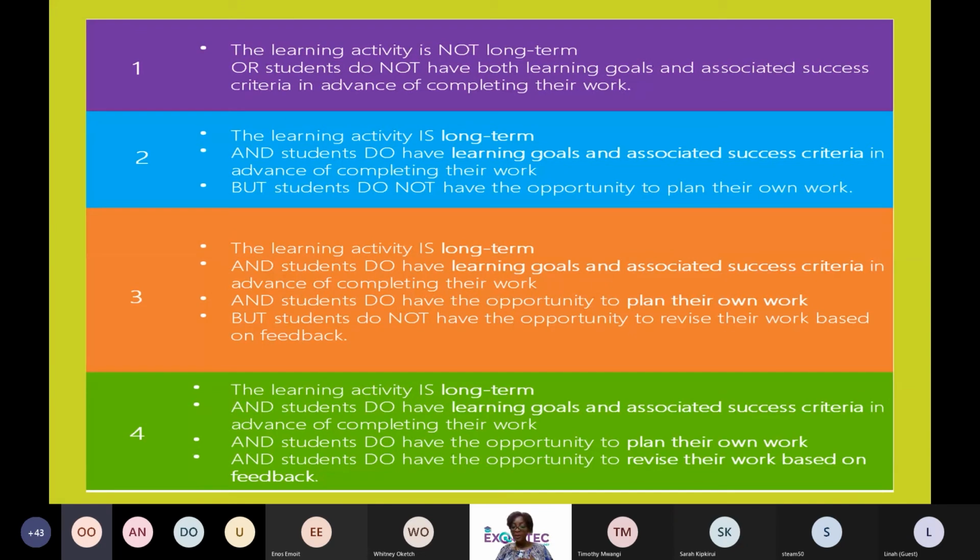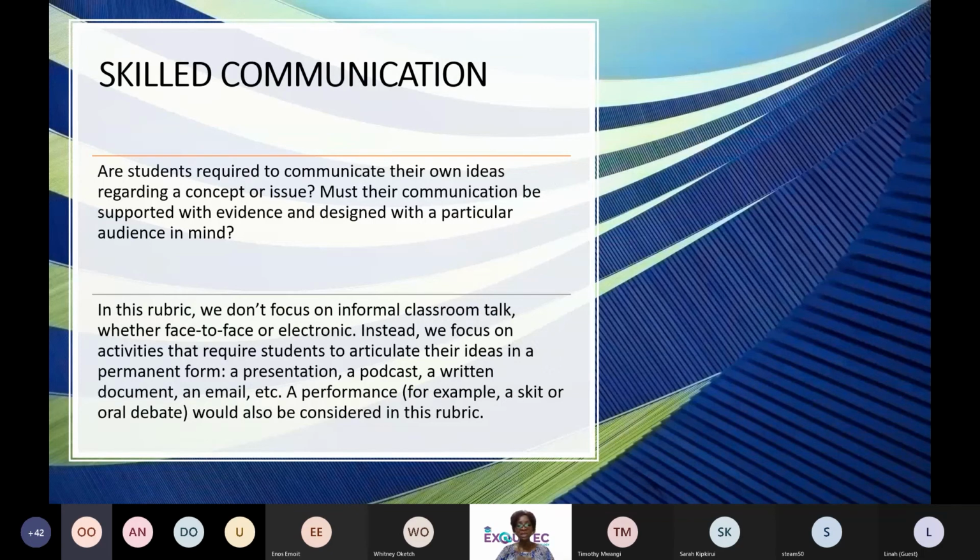Awesome. Okay, yes, thank you, Dr. Mena. Plan, do, reflect, review, revise. That just captures it very beautifully. And so let's go on to the next one, which is skilled communication.